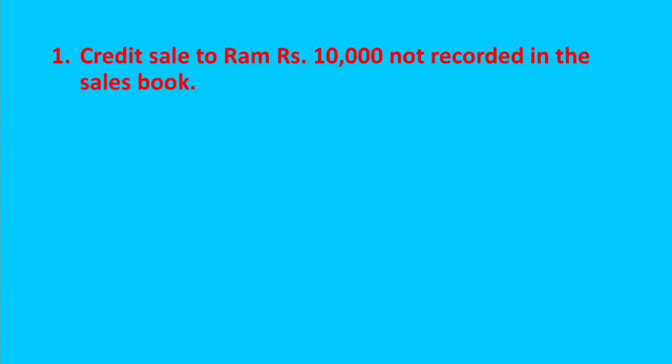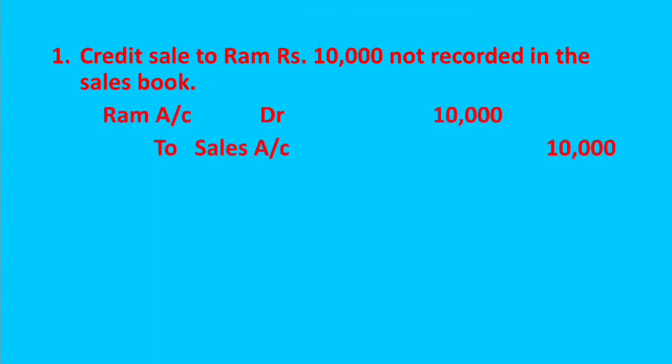First example, credit sale to Ram rupees 10,000 not recorded in the sales book. This transaction not recorded in the primary books itself. So, we cannot post it to ledger accounts also. It's an example of errors of complete omission. Now, we want to record it. Credit sale to Ram rupees 10,000. The amount is receivable from Ram. And Ram is an asset. Here the asset increased and we can debit Ram's account. Here sales revenue also increased. So we can credit sales account. Then the journal entry, Ram's account debtor to sales account 10,000.